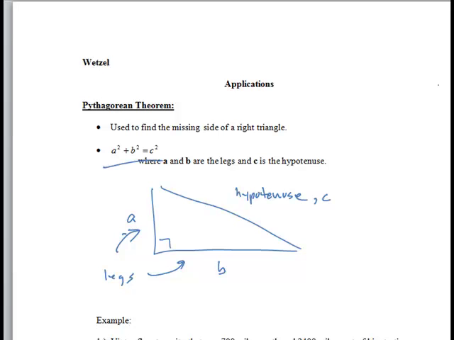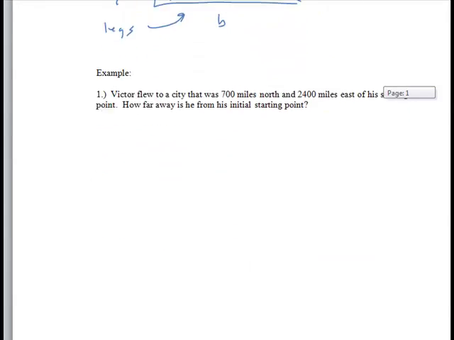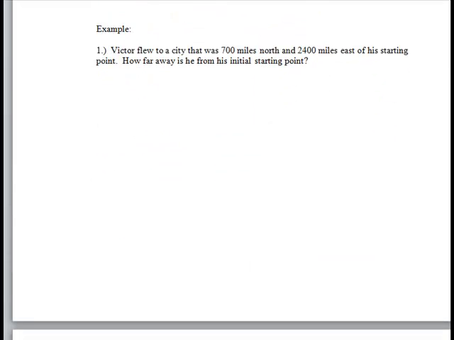So example 1. Read the problem. It doesn't mention anything about a triangle, especially a right triangle. But to organize the information we have, it talks about distance and direction, so common sense says we're just going to sketch out the flight this guy takes. Victor says he flew 700 miles north and then 2,400 miles east. And it's asking us to find how far he is now away from his original starting point.